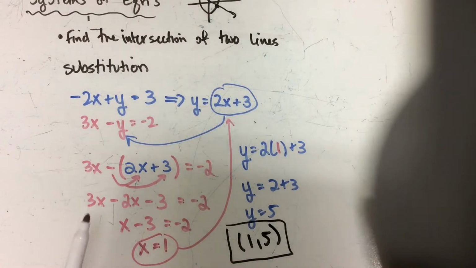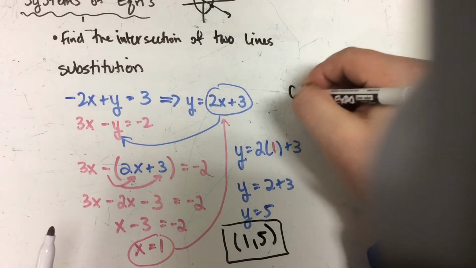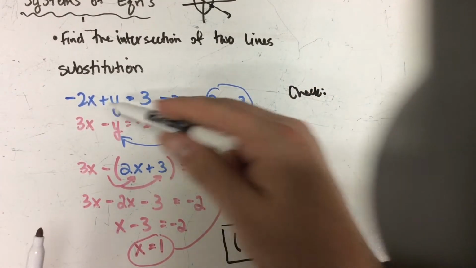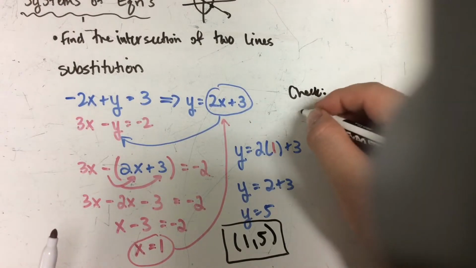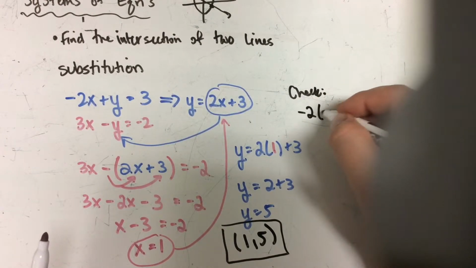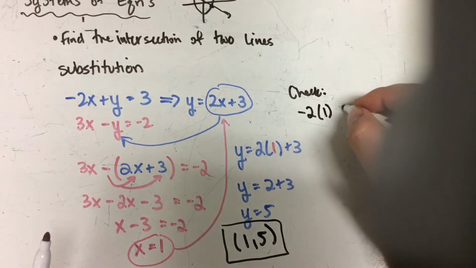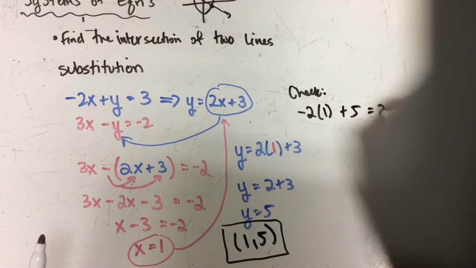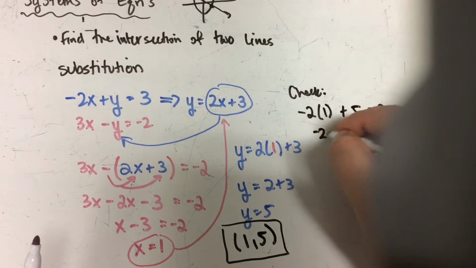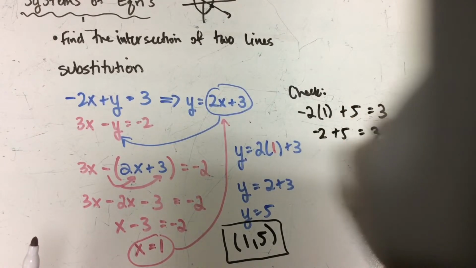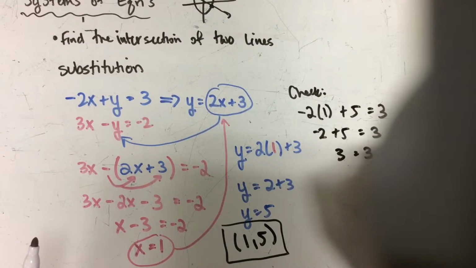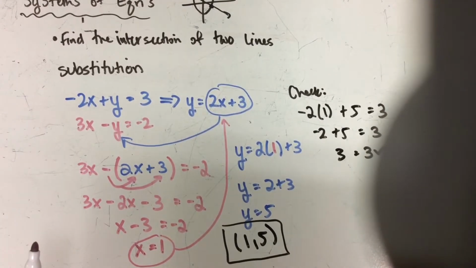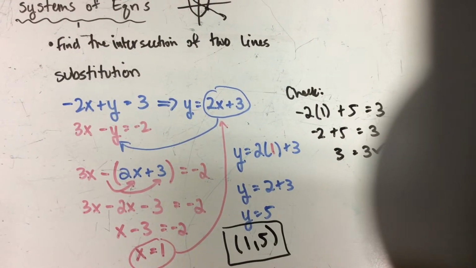Of course, we want to take the time to check this. Let's do a check up here, and we'll throw this into the blue equation real fast. So -2 times 1 plus 5 equals 3. We'll get negative 2 plus 5 equals 3, or 3 equals 3. So this checked off and worked, and we like it when that happens. Let's look at a different way. If you need to pause, now's a good time to pause and make sure we get this into our notes.